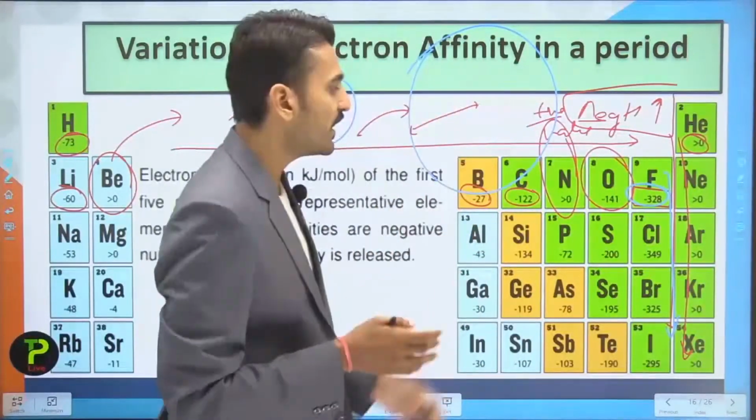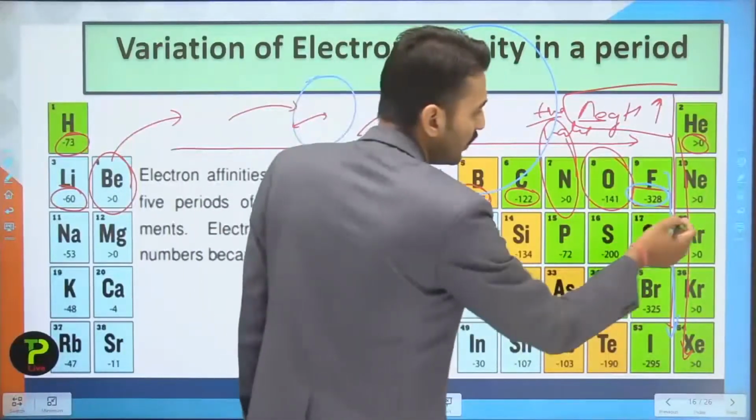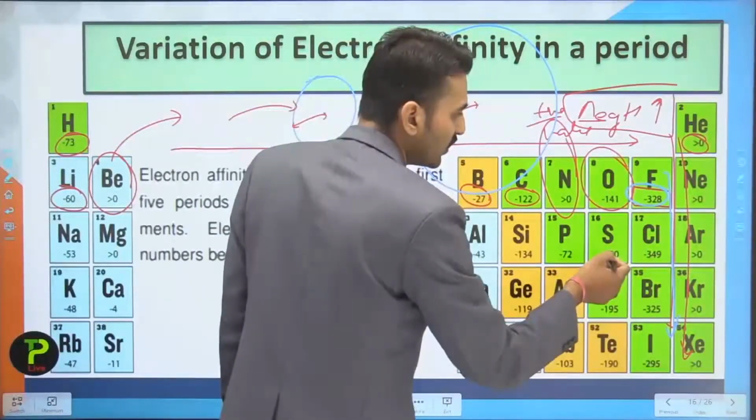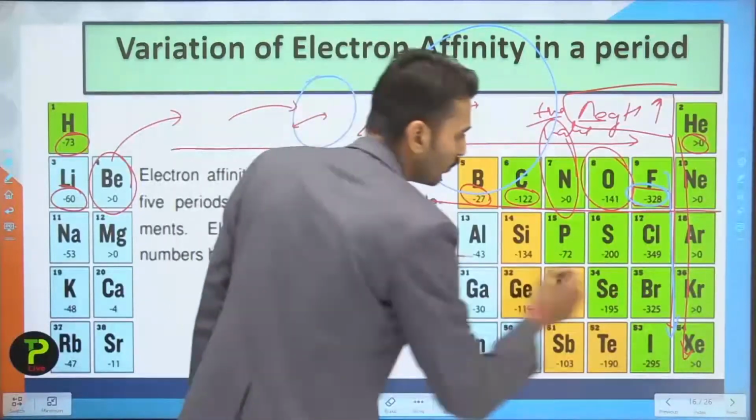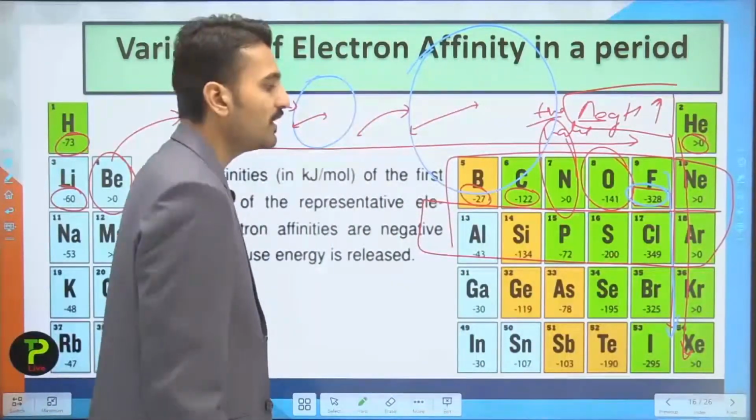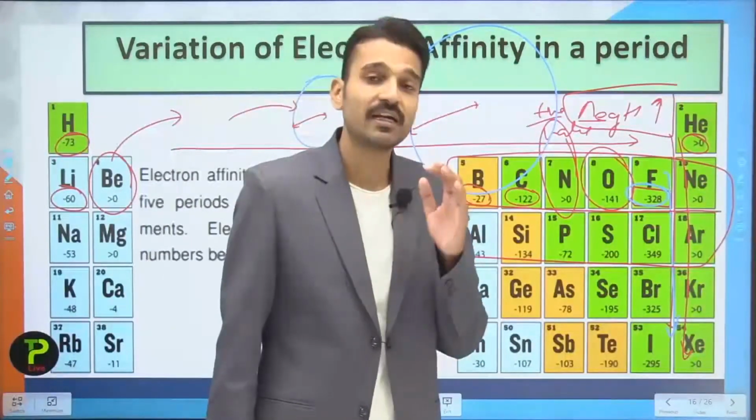But there is an exception. You can see that for the second period and the third period, the first electron gain enthalpy is somewhat greater.